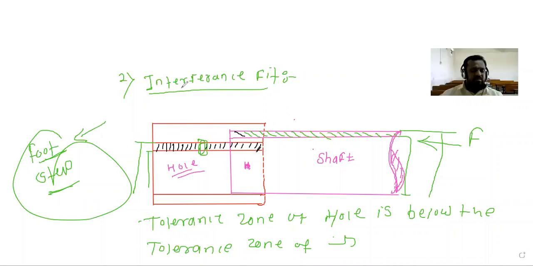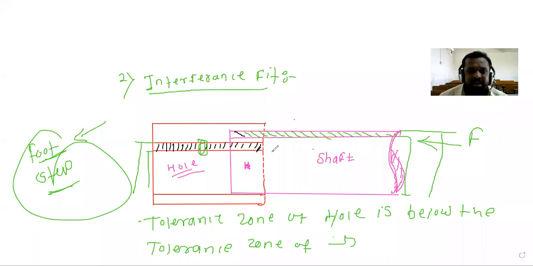Right now we have seen what is meant by fit, then types of fit. Fit is nothing but an indication of the tightness and looseness between two mating parts. Again, fit has three types. First is the clearance fit.